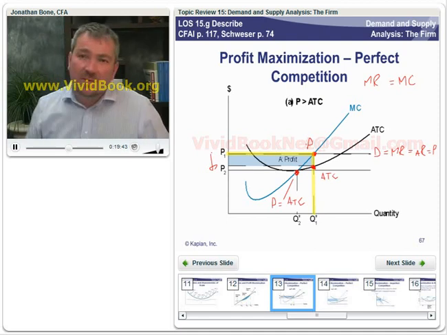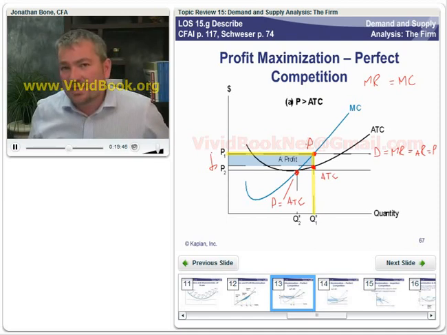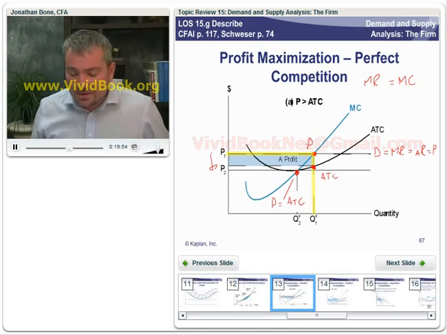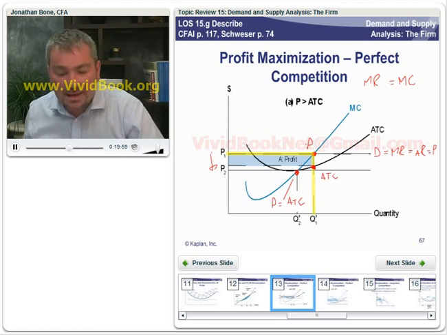So we talk about the short run in perfect competition, where you can generate economic profits, but due to low barriers to entry, we argue that in the long run, no economic profits can be earned. Notice that demand curve is horizontal. It's perfectly elastic. I will explain why in the next reading.